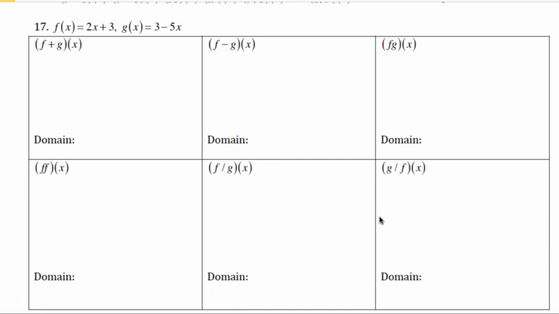For number 17, we're going to perform operations on functions. We're either going to add, subtract, multiply, or divide functions to make a new one, and then we're going to find the domain of our new function.